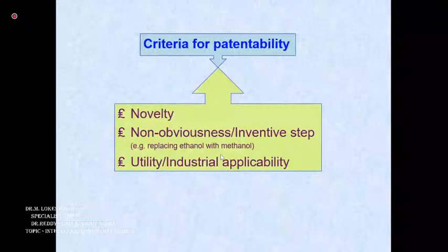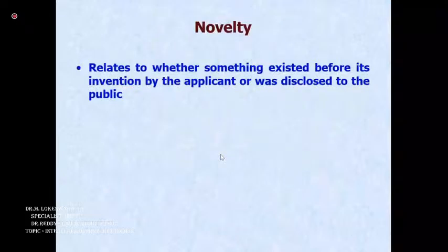So these three criteria should match to get the patentability. Novelty. What is novelty? Novelty relates to whether something existed before its invention by the applicant or was disclosed to the public. That means if something is already known in the public, it will not satisfy novelty. It should be a new one. Suppose a compound with chlorobenzene is known. If bromobenzene or iodobenzene is not known, and you identify the bromobenzene or iodobenzene, it comes under a new or novel compound. Then it satisfies the novelty criteria. The simple thing is, whatever you are patenting should not be exactly known in the public. It should be new to the public.